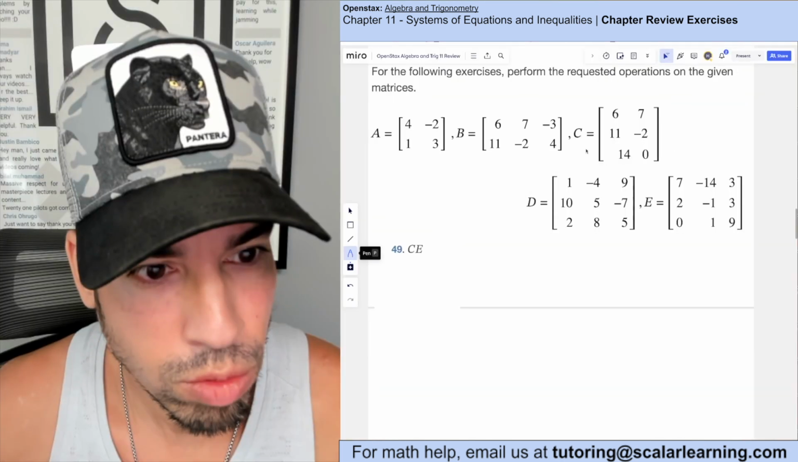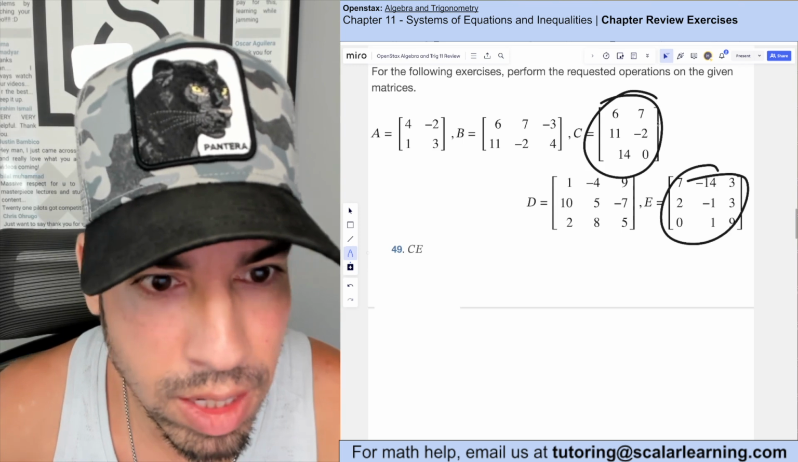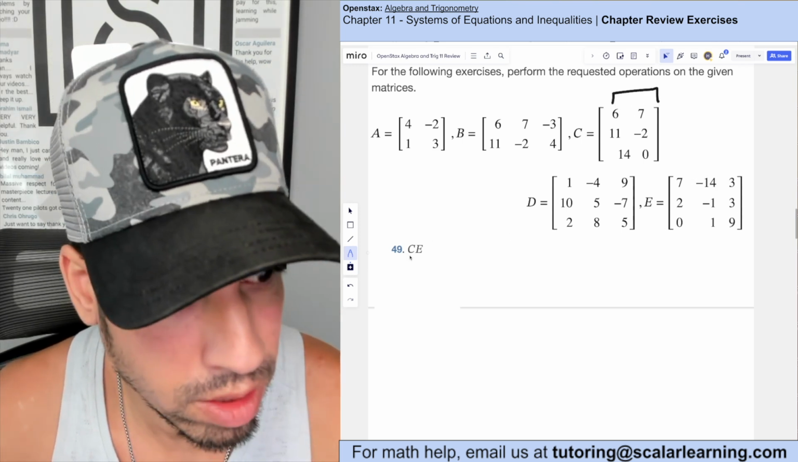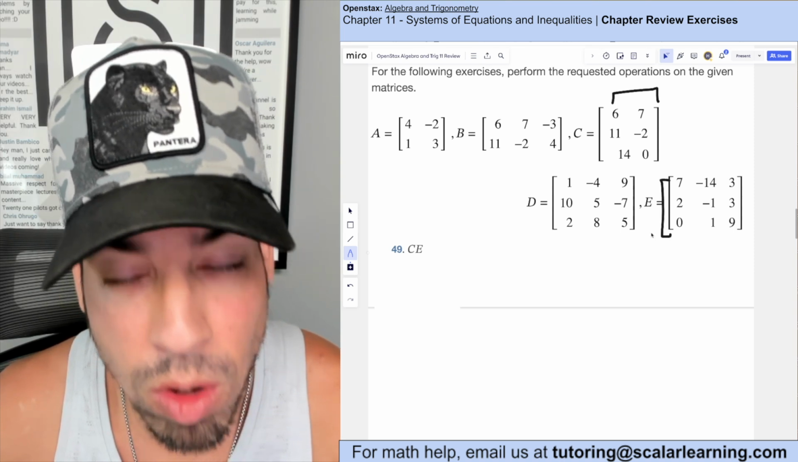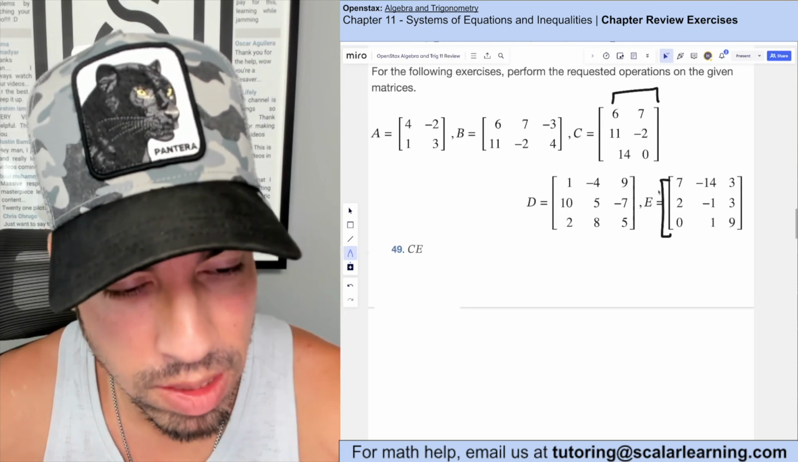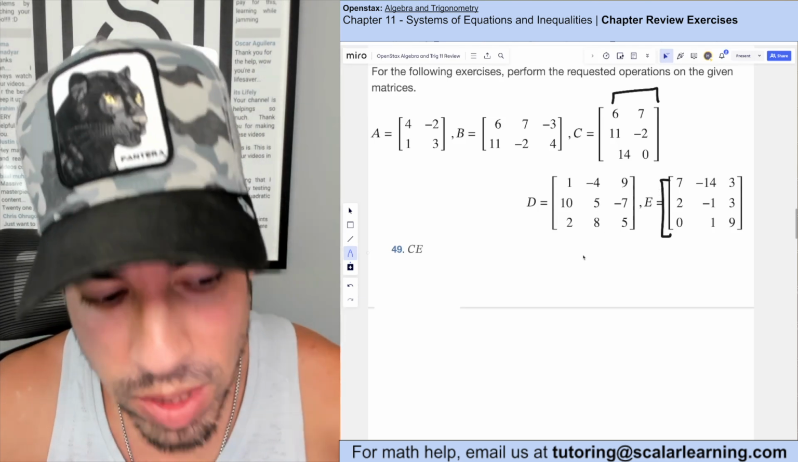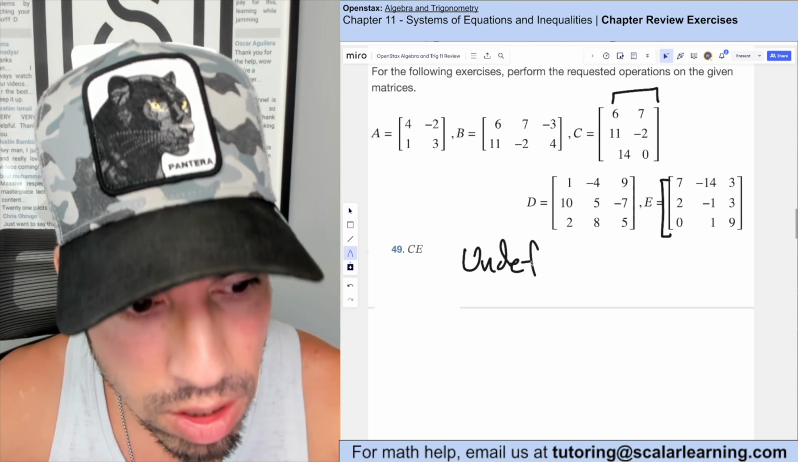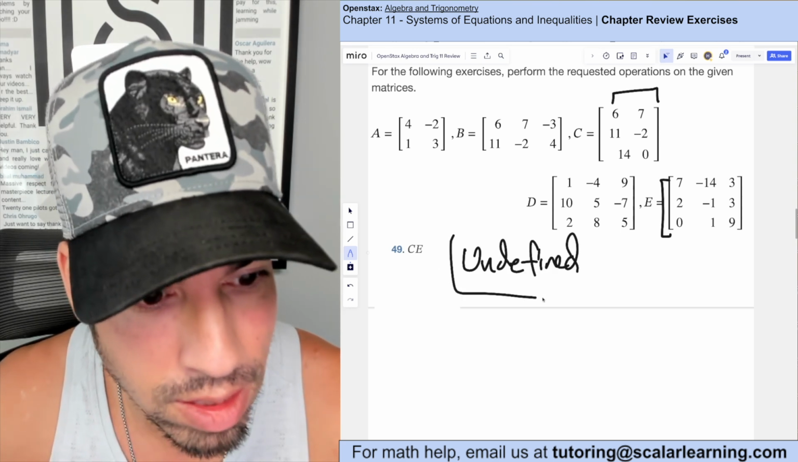Done. For this one, we're doing C times E. And the thing to note is we got 2 columns here in the first one, and then we got 3 rows. Those numbers don't match, and they have to match in order to even multiply these matrices. So this operation we cannot do. We cannot carry it out. So we will say our answer here is undefined. That's how you do it.